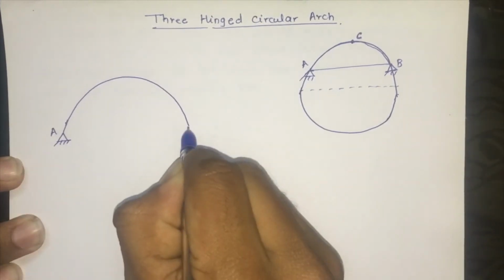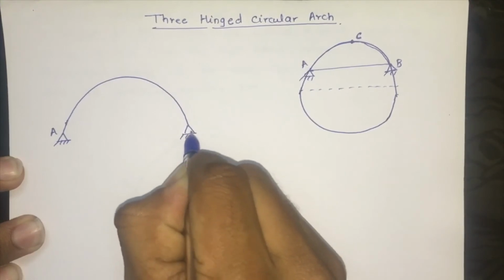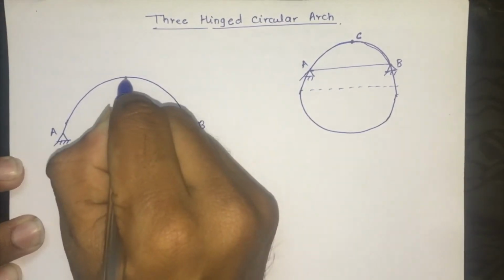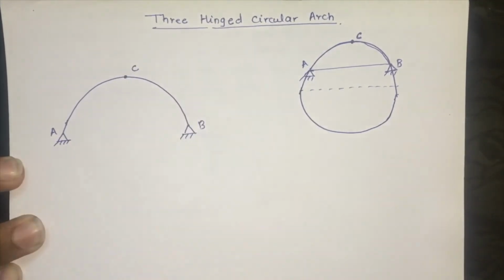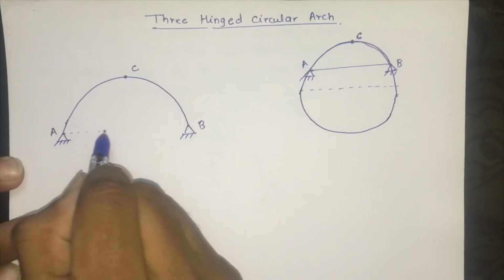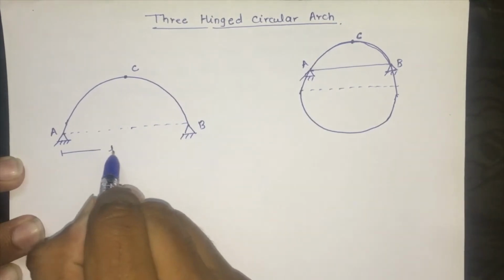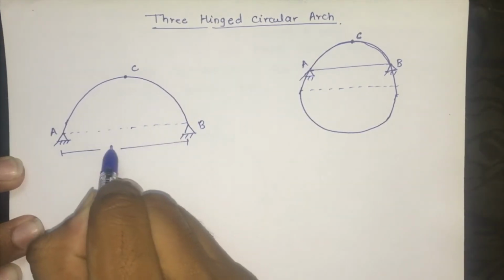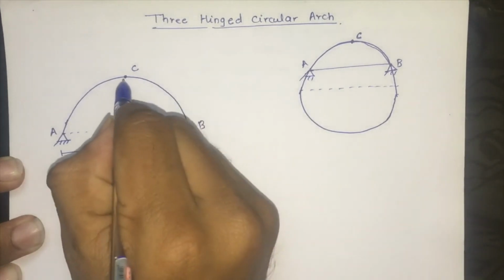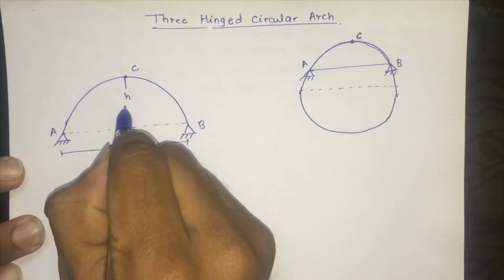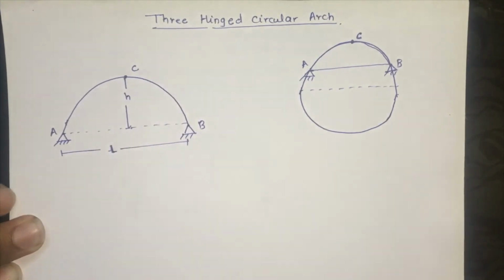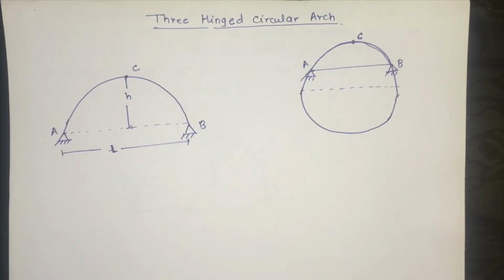This is the first hinge point A, this is the second hinge point B, and this is the crown point C. Here is a third hinge point. Let's consider this is the length of the segment, length L. We consider this as L, and this is the height, or it is also called the rise of the circular arch. Okay, now this is the circular arch.